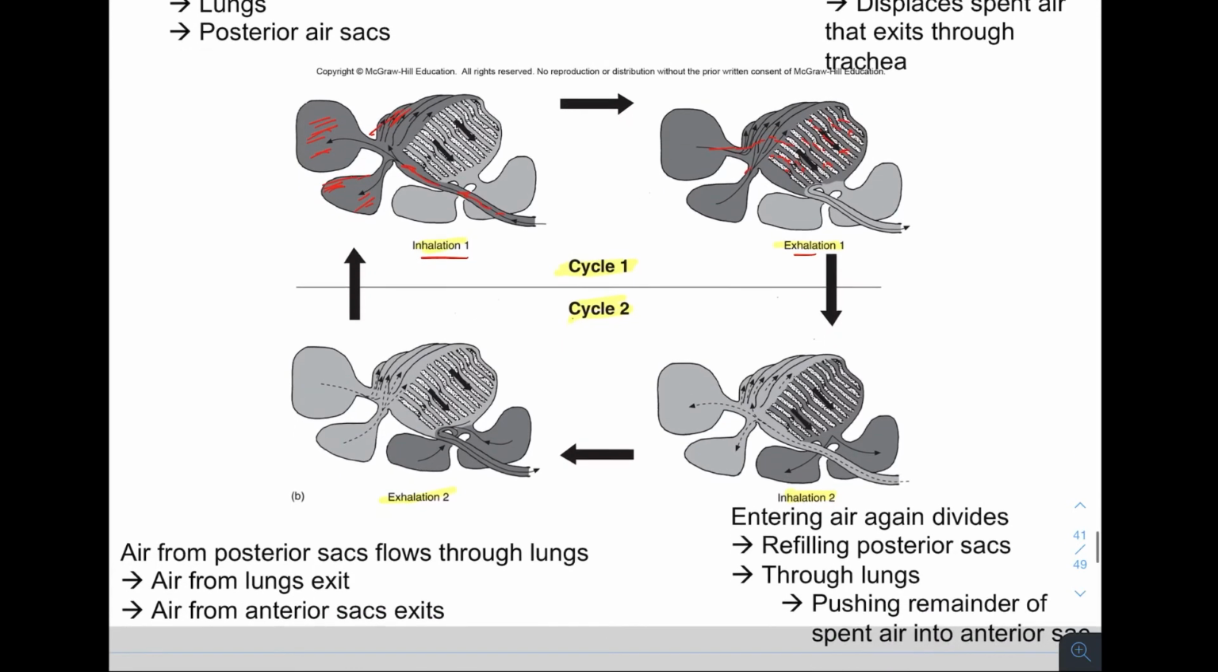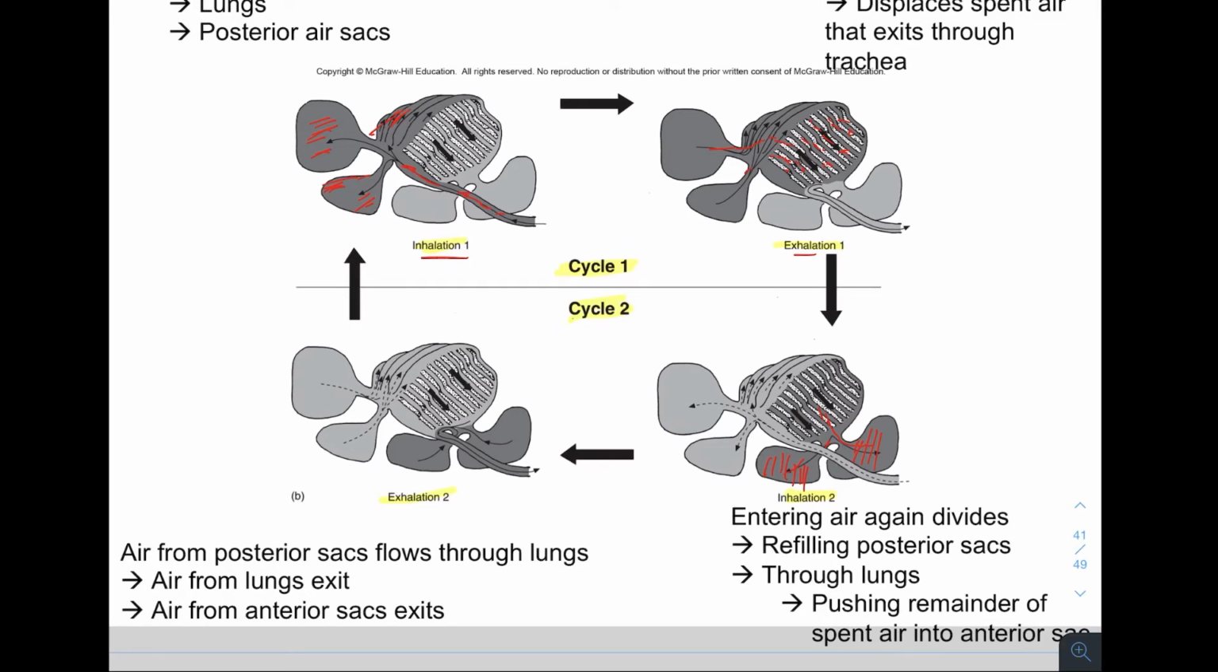During inhalation 2, again, just following the gray and the dark gray and not worrying about the light gray yet, what we see is that during inhalation 2, we're going to take that air that now is going to get pushed to the anterior air sacs. And so now most of that air is going to be in these anterior air sacs.